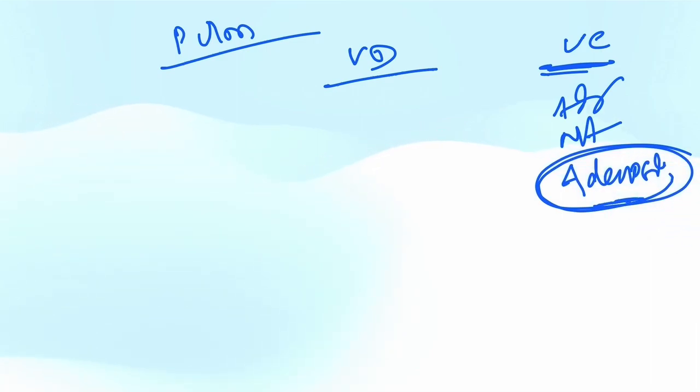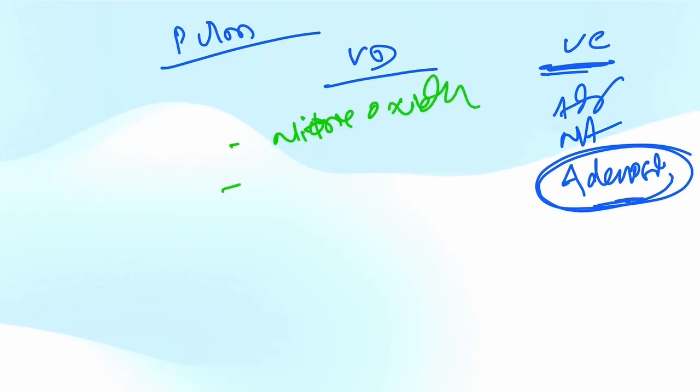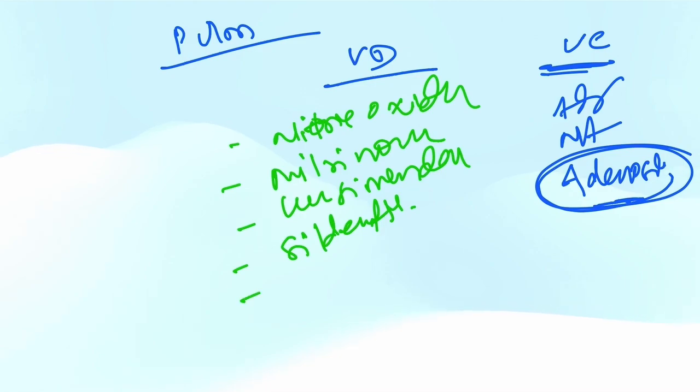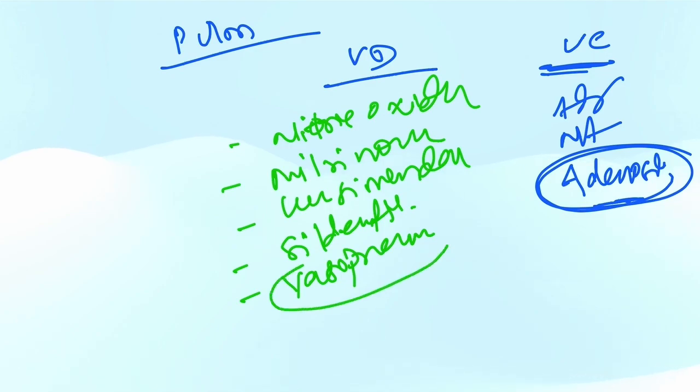And vasodilators we use therapeutically: nitric oxide, milrinone, levosimendan, sildenafil, which you must be using, and vasopressin. Remember, noradrenaline is a pulmonary vasoconstrictor and vasopressin is a pulmonary vasodilator.